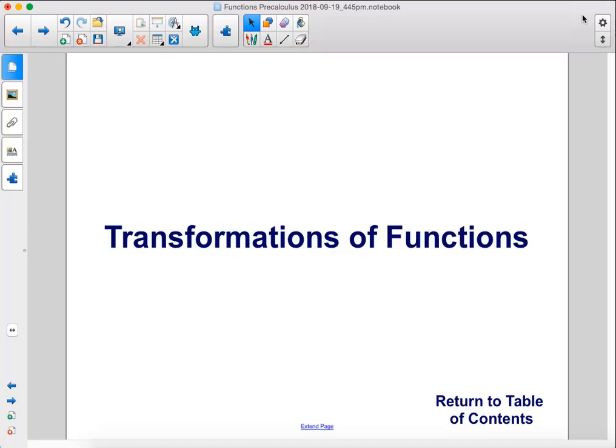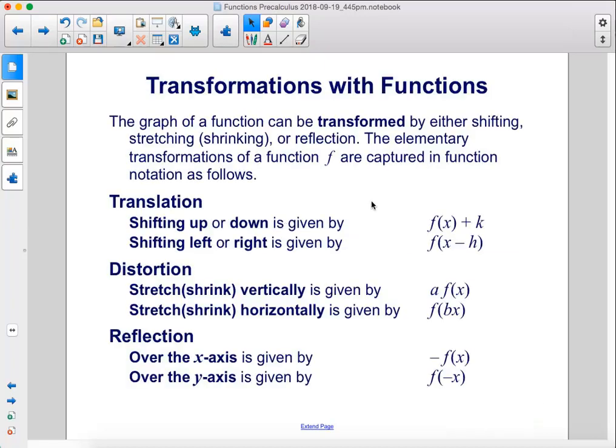Transformations of functions. The graph of a function can be transformed by either shifting, stretching, shrinking, or reflection. The elementary transformations of a function f are captured in function notation as follows. Translation. Shifting up or down is given by f of x plus k. Shifting left or right is given by f of x minus h.